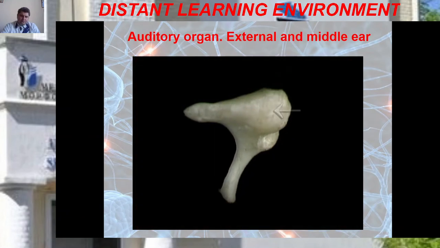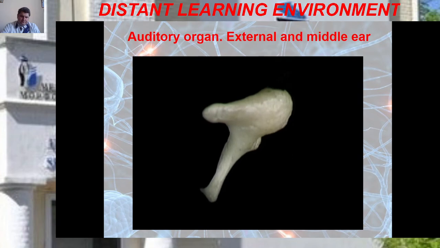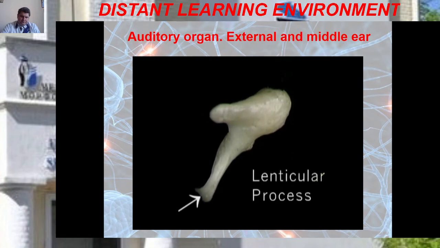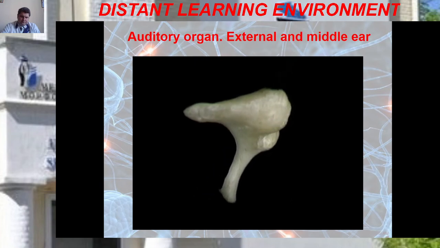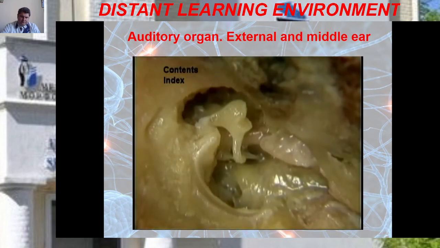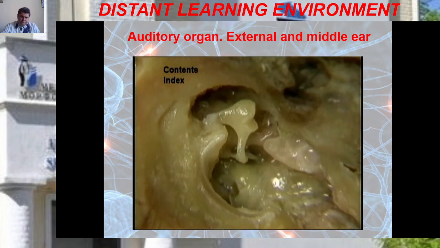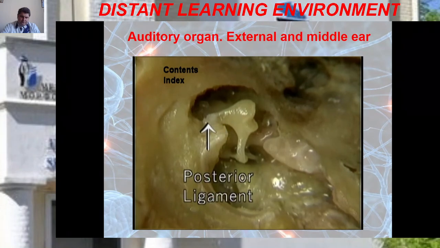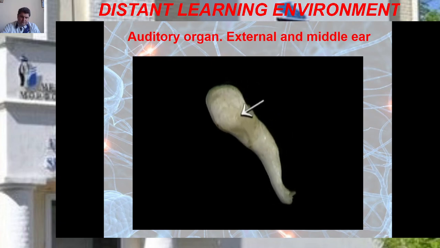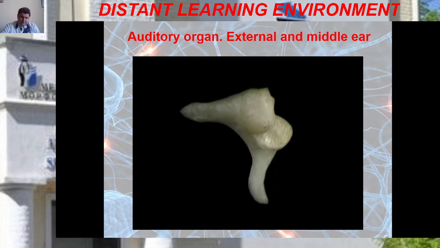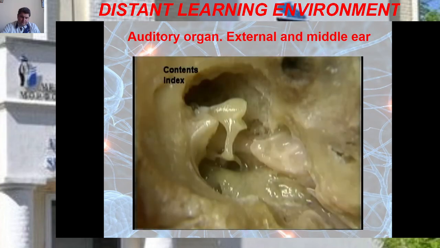The incus has a body, a short crus, and a long crus. The long crus curves medially, ending at the lenticular process, which articulates with the stapes. The short crus points backwards. The tip of the short crus is tethered to the wall of the tympanic cavity here by the posterior ligament of the incus. On the front of the body of the incus, there's a saddle-shaped joint surface at which the incus articulates with the malleus. Here's the joint surface.